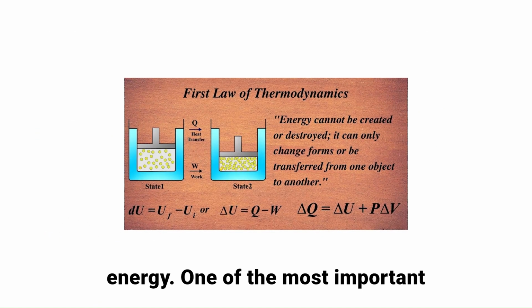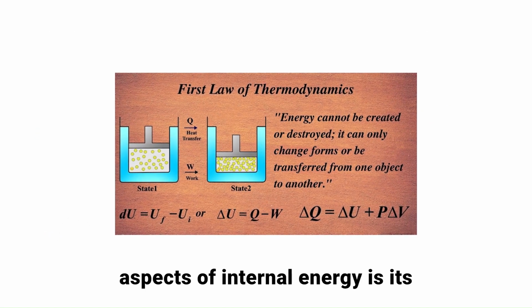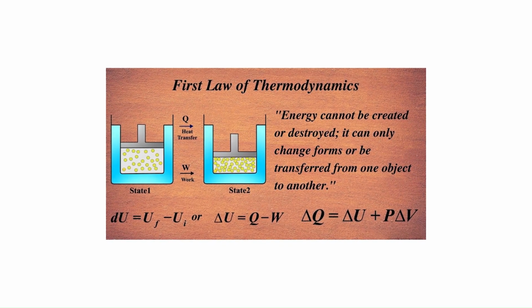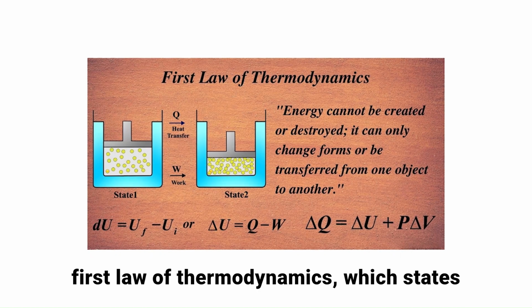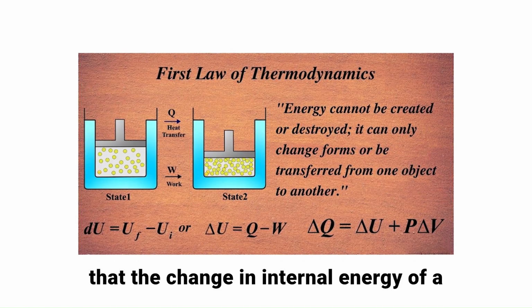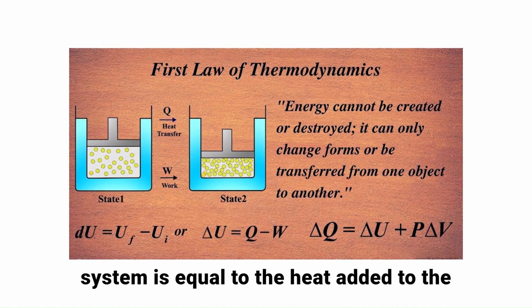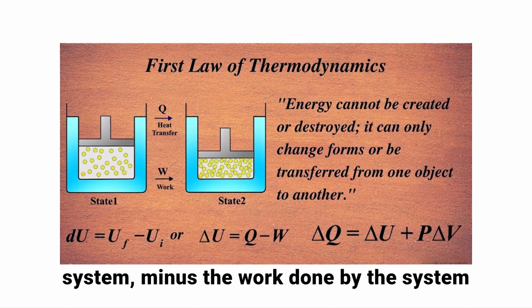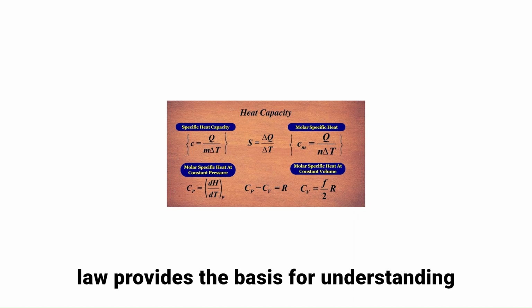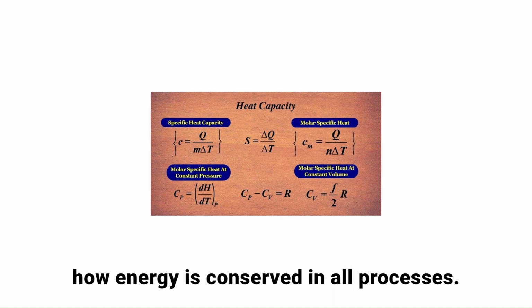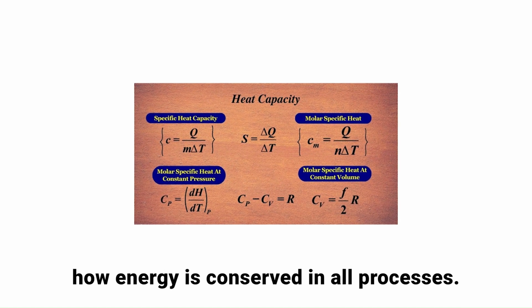One of the most important aspects of internal energy is its relationship with heat and work. This relationship is described by the first law of thermodynamics, which states that the change in internal energy of a system is equal to the heat added to the system minus the work done by the system on its surroundings. This fundamental law provides the basis for understanding how energy is conserved in all processes.